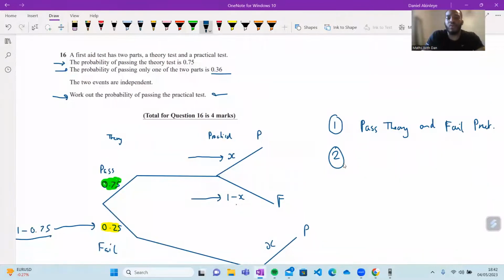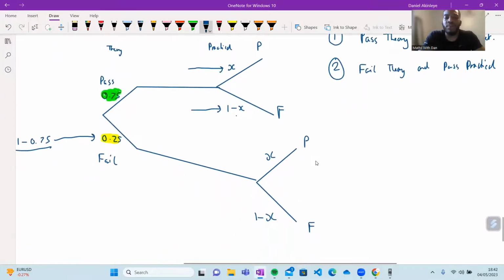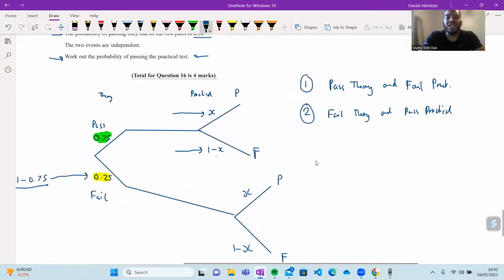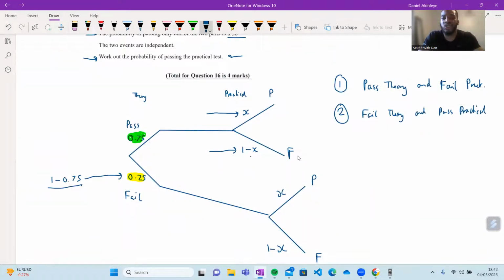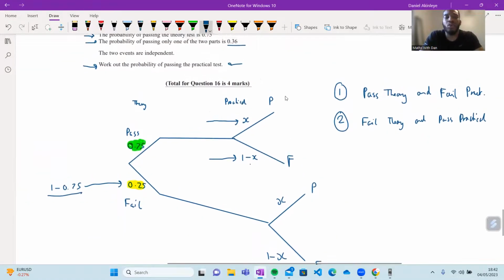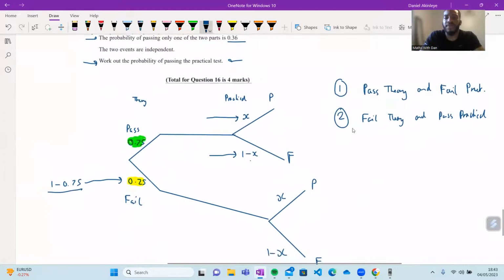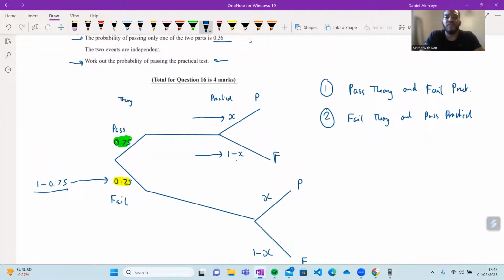Now, what would the other way be? Well, I would just have to fail the theory, right? And I would just have to pass the practical. Yeah? Now, these are the only two ways that can happen. Pass the theory and fail the practical, or fail the theory and pass the practical. So now it's our job to figure out what those probabilities are in terms of our branches, right? And then make it equal to 0.36. Yeah. So option one, pass the theory and fail the practical.